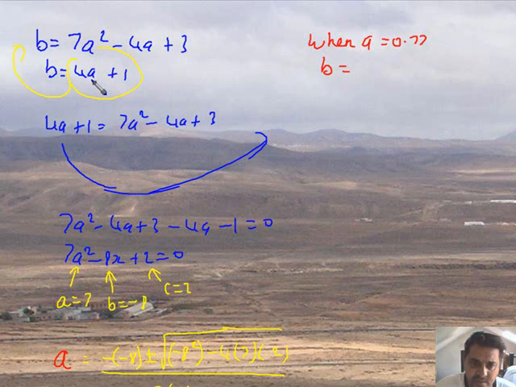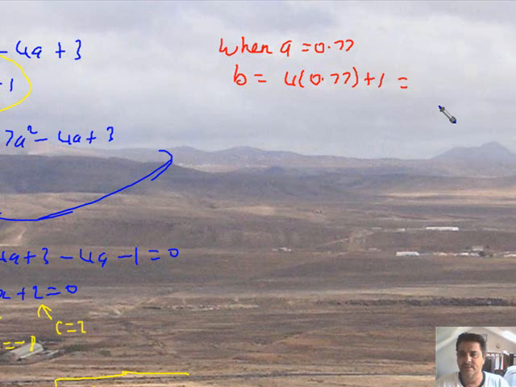b is going to be, shove it in that one, it's easy. 4 lots of 0.77 plus 1. Get your answer now. So 0.77 times 4 plus 1. What have we got? 4.08. There you go. We've got 4.08.